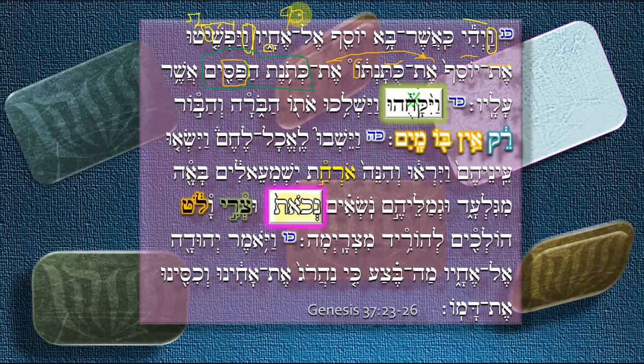You remember what happens when he's on the execution stake, right? He had this particular vestment that the soldiers didn't want to split apart because it was seamless. It was all of very high quality. It was expensive, and so they cast lots for it. So anyway, I don't have time to get into that too much, but I just wanted to sow that out there. It's kind of nice.